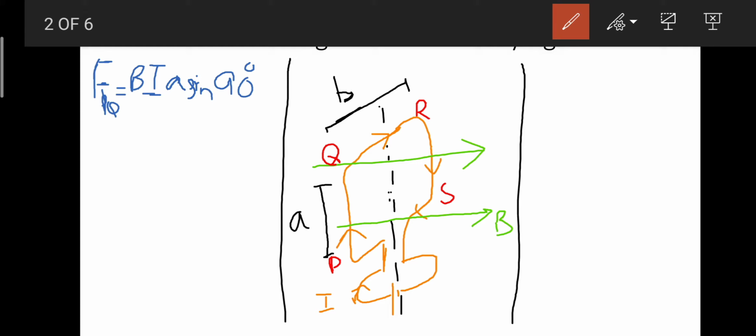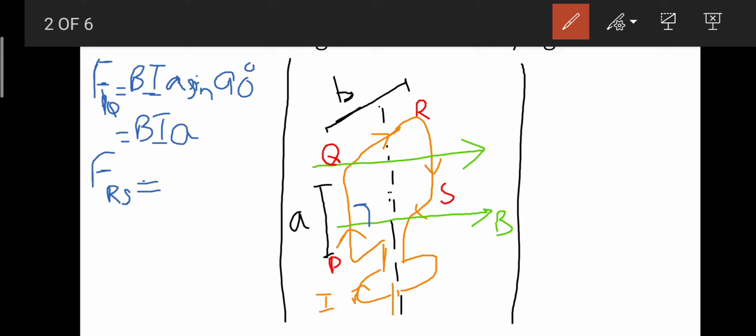Now coming towards sine theta. Here we see that the value of theta in this case is 90 degrees. How? Because the direction of this L element, or you can say the a element, is in the upward direction, and it is making an angle of 90 degrees with the magnetic field. So that's why I have put 90 degrees over here, and the answer comes out to be BIa, because sine 90 degrees is equal to 1.